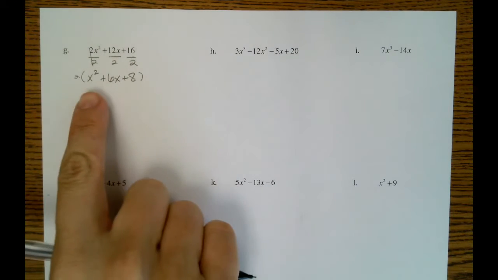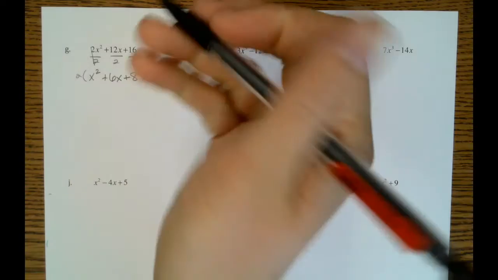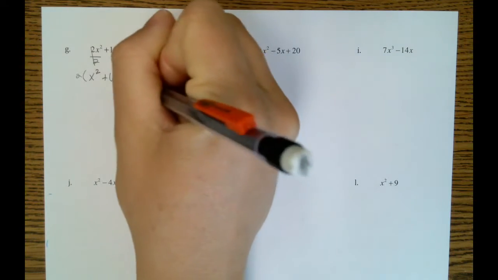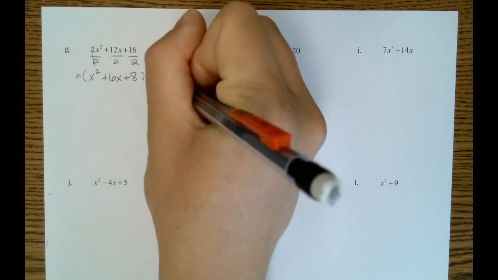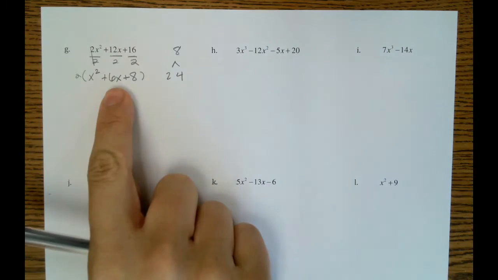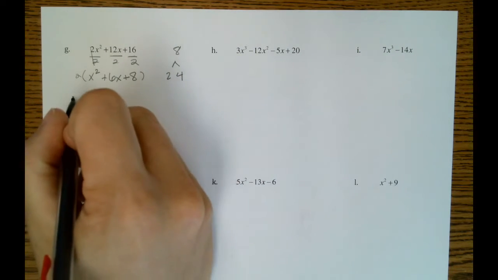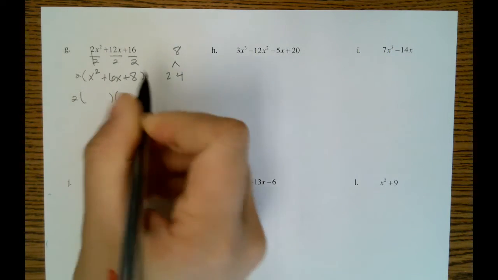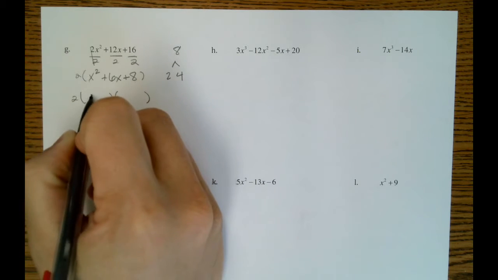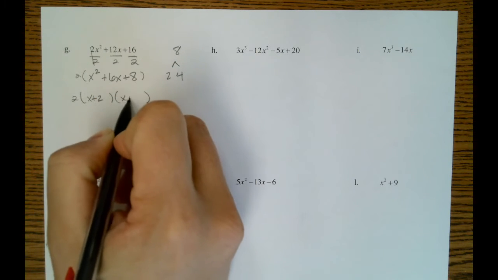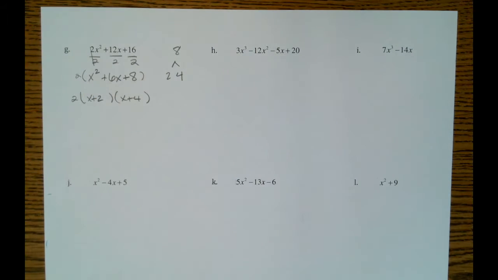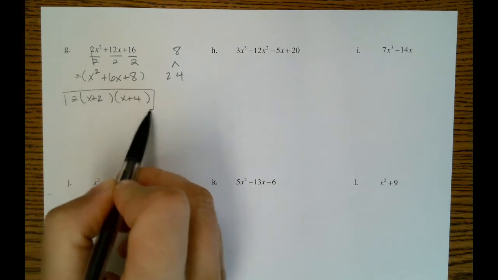So now we're going to try split the middle with the inside. So we need to multiply to 8. So 2 and 4 would do that, and those also add to 6. So, since our x squared is by itself, we can do the quick version. Just do x plus 2, x plus 4 with our GCF of 2 on the outside.